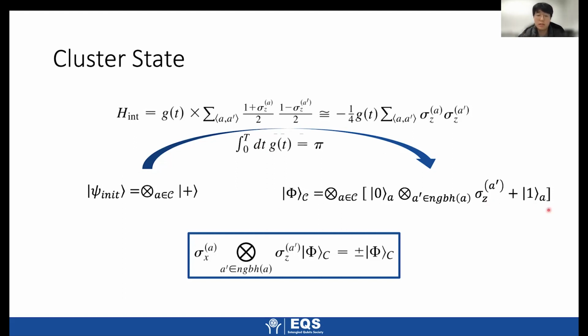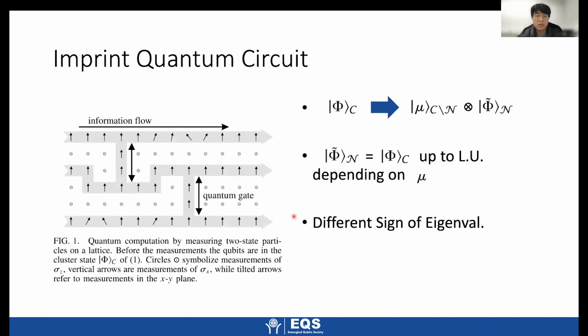This cluster state has the property of satisfying this eigenvalue equation. The eigenvalue can be either plus one or minus one, depending on the configuration of the qubit layers. Here, NGBH means the neighborhood of qubit A. Okay, so if we have the cluster state discussed before, then we can measure qubits in the Z basis so that we have this kind of state. Here, N means unmeasured qubits, which form a network like this.